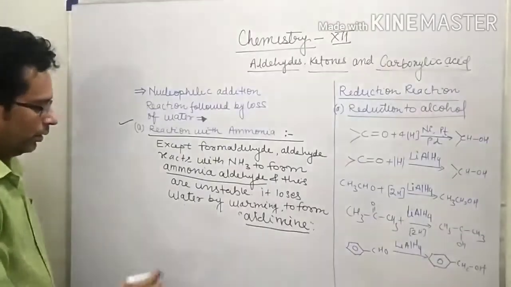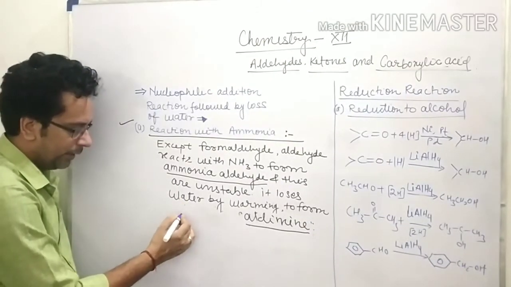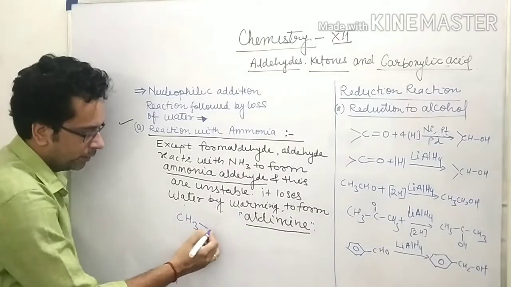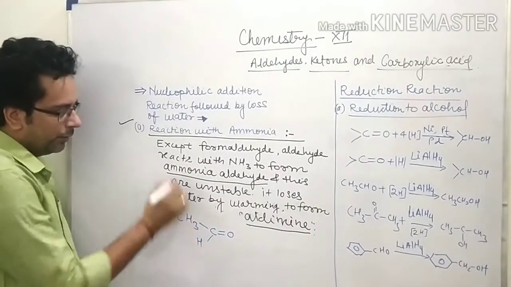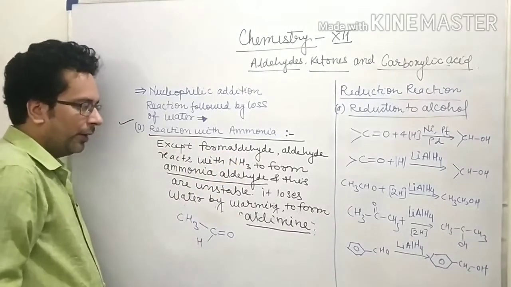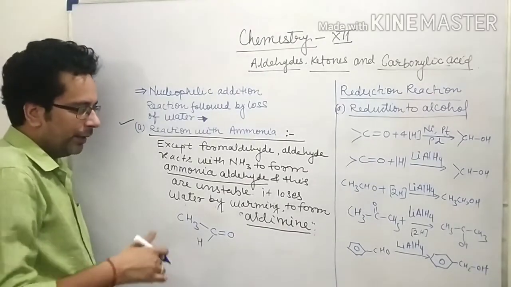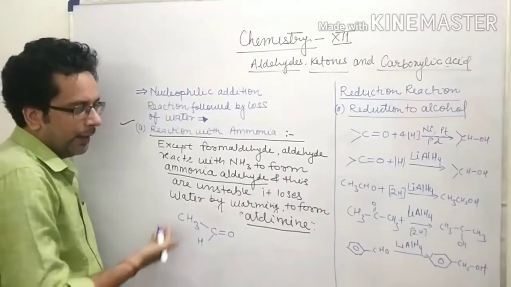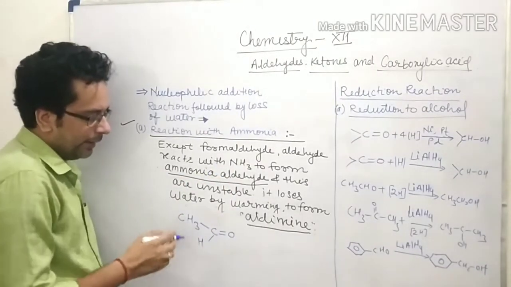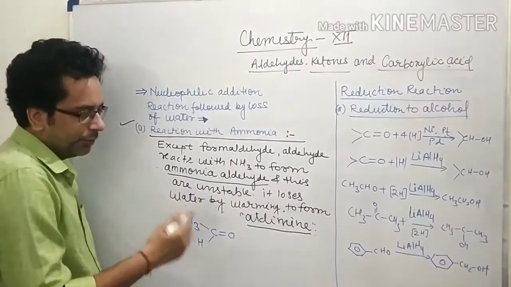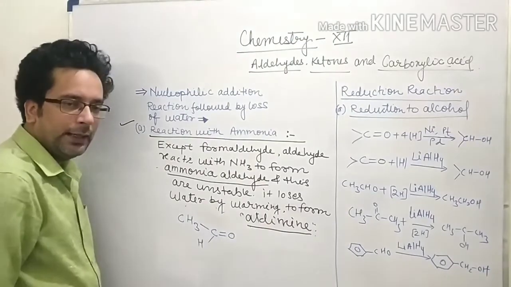So what is the reaction? Look here, take the aldehyde CH3CHO, acetaldehyde, with a double bond to oxygen. Except formaldehyde, because formaldehyde reacts with ammonia to form a different product. Other aldehydes react with ammonia to form aldehyde ammonia, which is unstable. Due to this, it loses water by warming to form a stable product, that is aldimine.